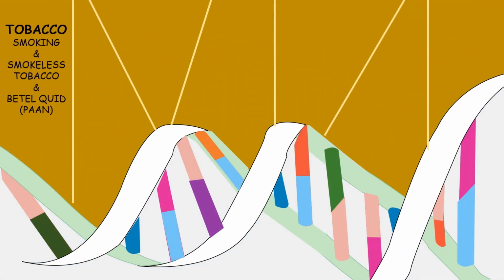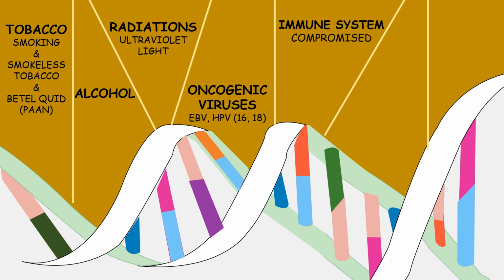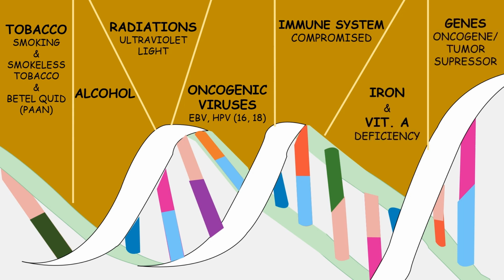Among risk factors, tobacco smoking is the single most important cause, along with use of smokeless tobacco like snuff and use of betel quid or pan. The second most important cause is alcohol consumption, which has an additive effect when combined with tobacco smoking. Other factors are radiation exposure, oncogenic viruses, immunodeficiency, nutritional deficiency, and the oncogenes and tumor suppressor genes.